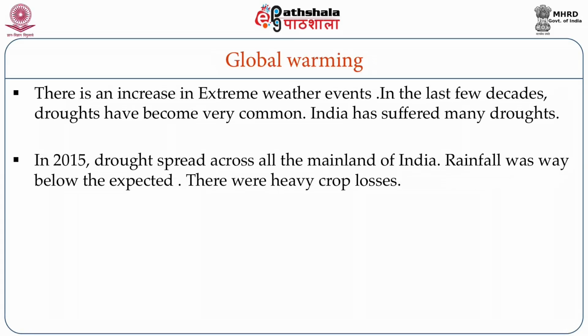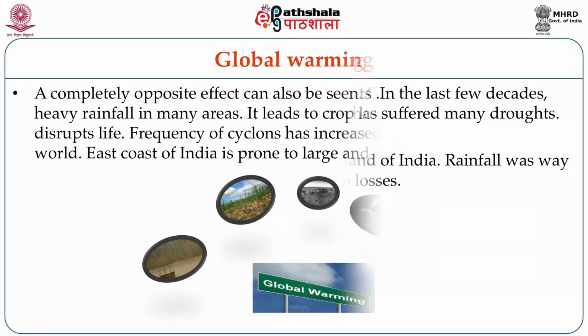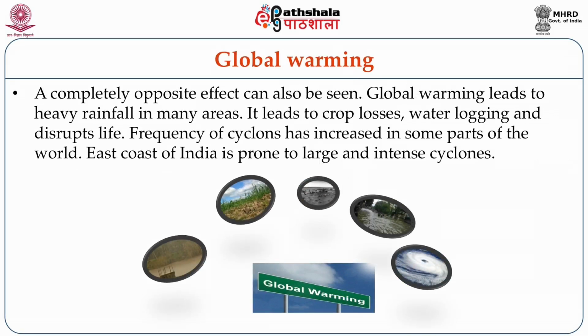Droughts have become very common. India has suffered from many droughts. In 2015, drought spread across all the mainland of India. Rainfall was way below expected. There were heavy crop losses. A completely opposite effect can also be seen in other areas. Global warming can cause heavy rainfalls in some places. This again leads to crop losses, waterlogging, and disrupts life.